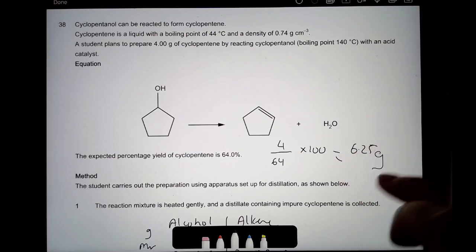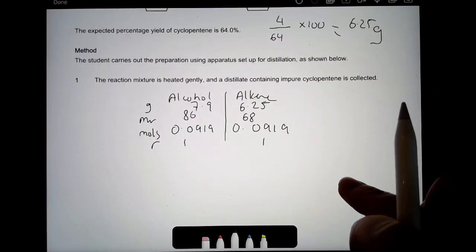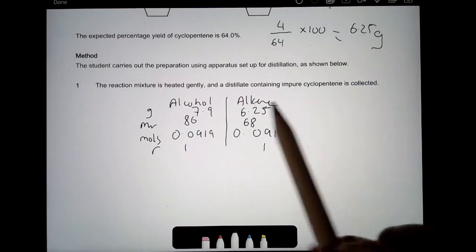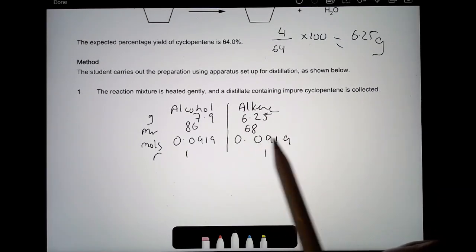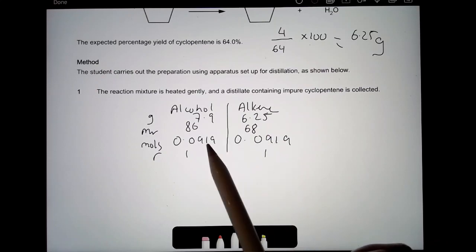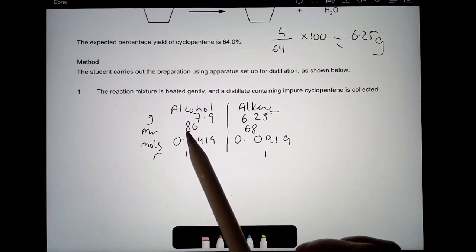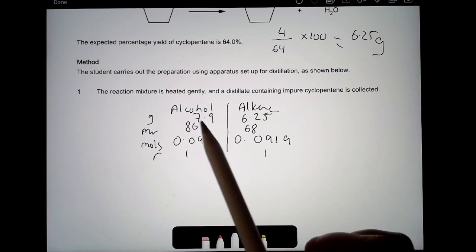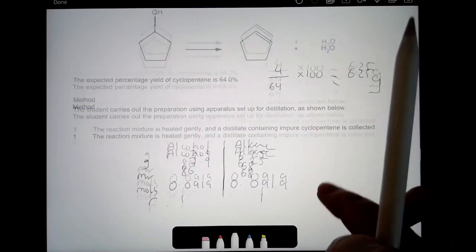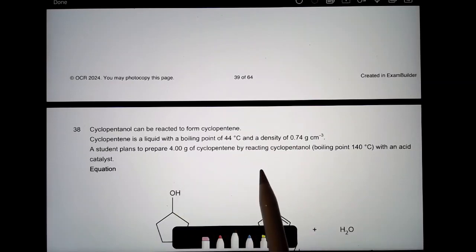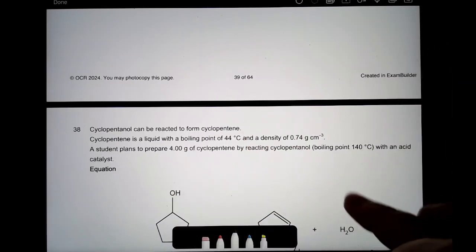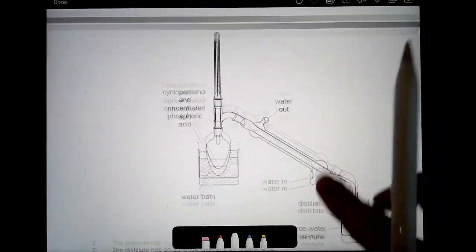Once I know how much alkene I'm now aiming to make, I'm just plugging that into a moles table. That's the mass of the alkene I'm trying to make. That's the formula mass of the alkene. This is the number of moles of alkene. Then this is therefore the number of moles of alcohol I need to start with. That's the formula mass of the alcohol, and 7.9 is the mass of the alcohol I must start with. The other numbers you were given in the question related to the separation technique. It's not relevant to the calculation that you are doing.